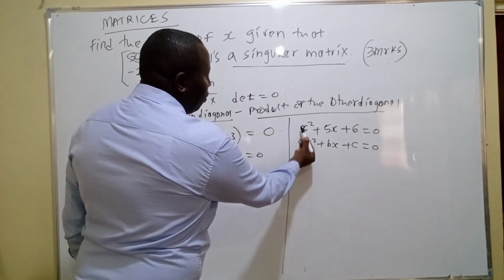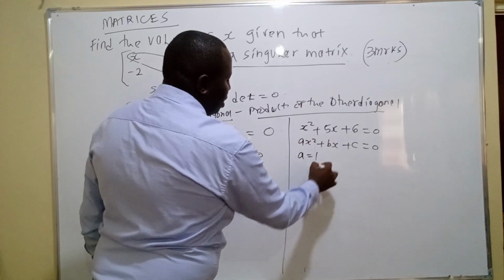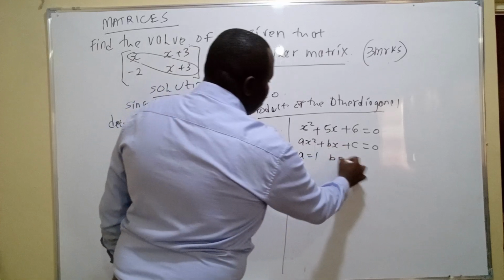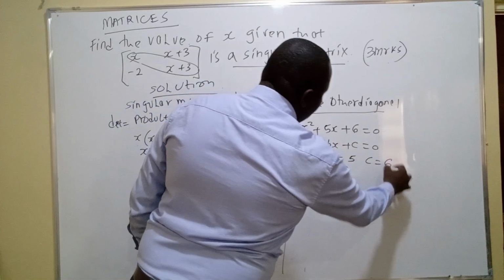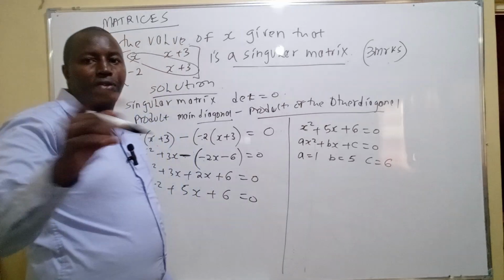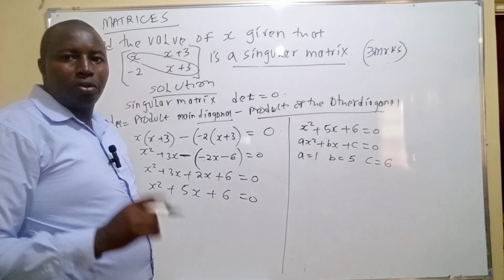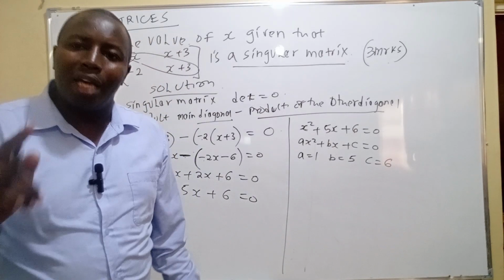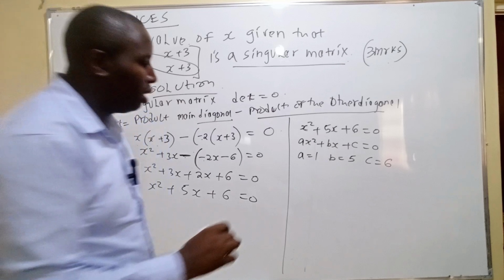Our A is the coefficient of x squared. Our A in this case is 1, our B is equal to 5, and our C is equal to 6. So therefore, you apply the formula of sum and product, AC.